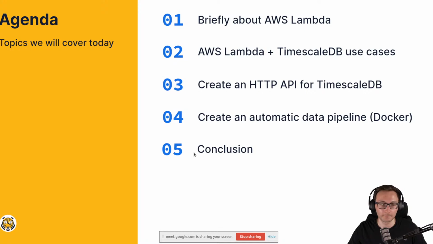Alrighty, so today's agenda, first I will talk briefly about AWS Lambda if you're not so familiar with it. Then I will mention a few use cases where using AWS Lambda with TimescaleDB can be useful. Then we are going to build today's first very simple and quick application, which will be an HTTP API for TimescaleDB. We're gonna build basically a simple API to fetch data from a TimescaleDB instance.